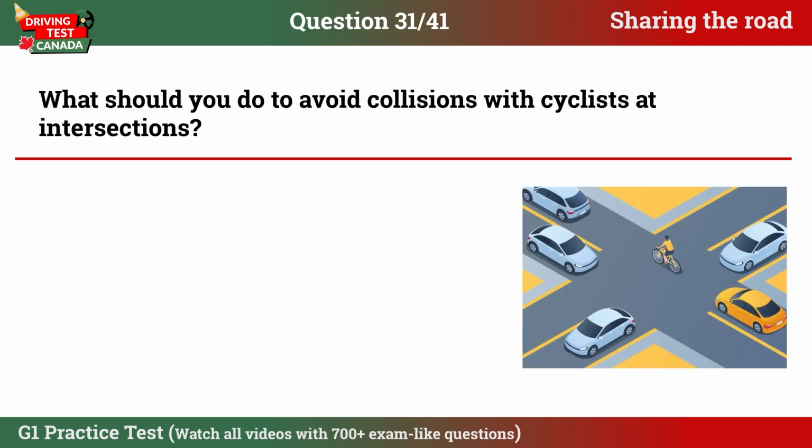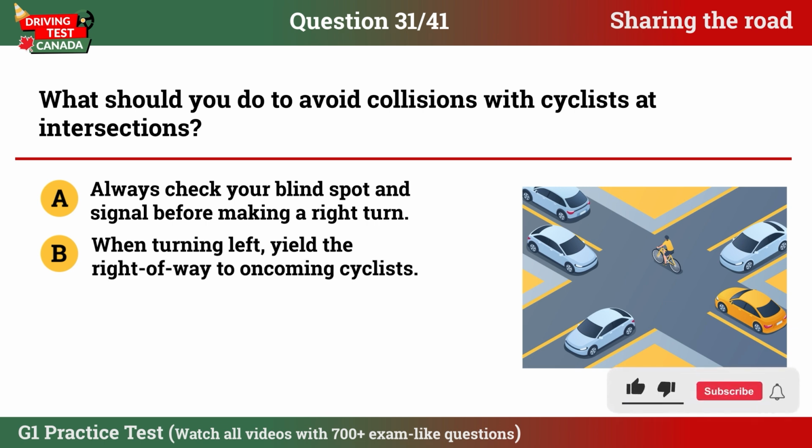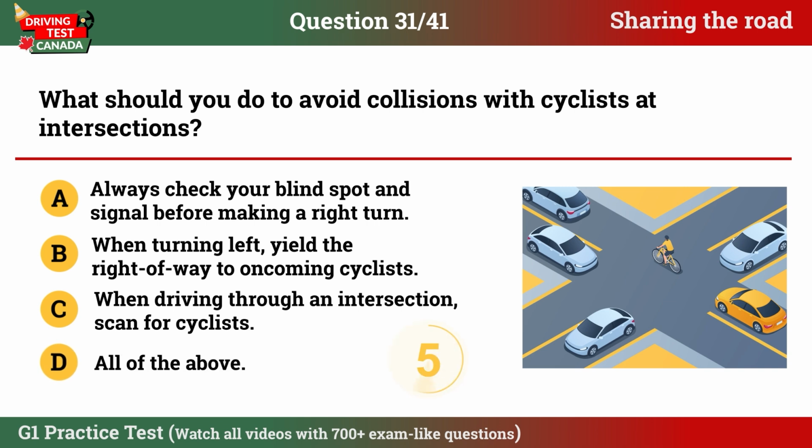Question 31. What should you do to avoid collisions with cyclists at intersections? A. Always check your blind spot and signal before making a right turn. B. When turning left, yield the right-of-way to oncoming cyclists. C. When driving through an intersection, scan for cyclists. D. All of the above.